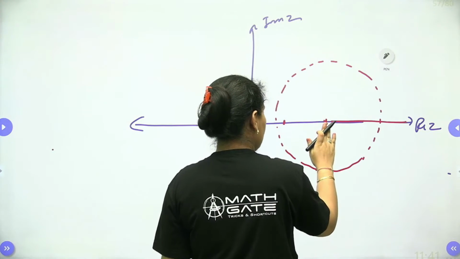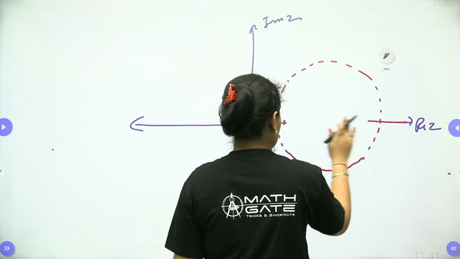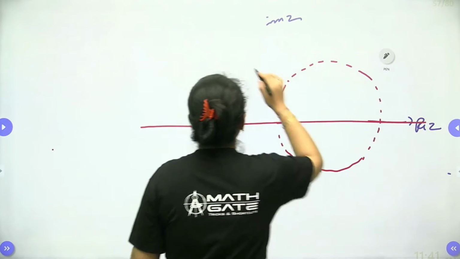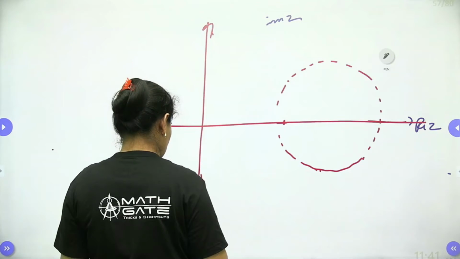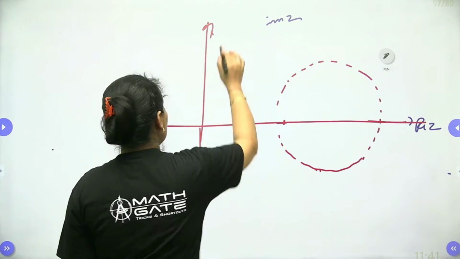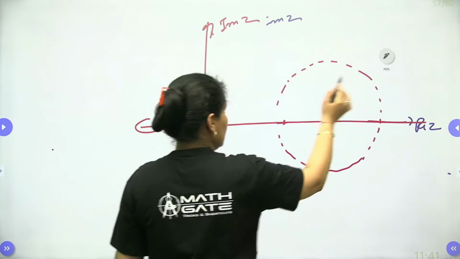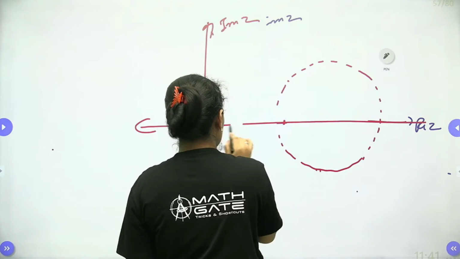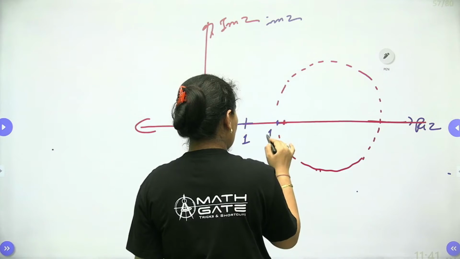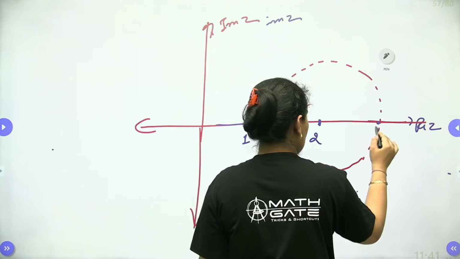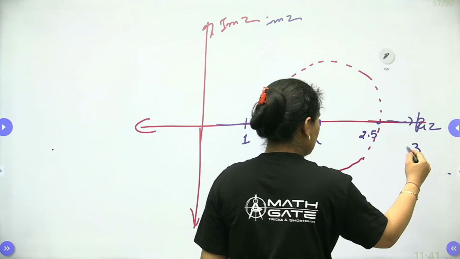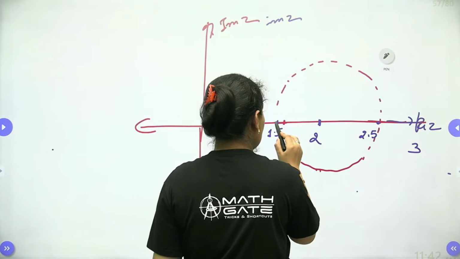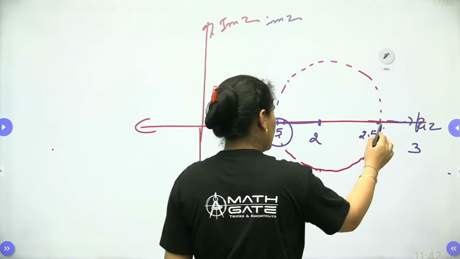Suppose this is my point. This is the real z, this is the imaginary z, right? And here, suppose the point is 1, then next it will be 1.5. Suppose it is 2, then it will be 2.5, and here it will be 3, right? So we know that the radius is 1/2 only, hence the range will be 1.5 to 2.5 only.